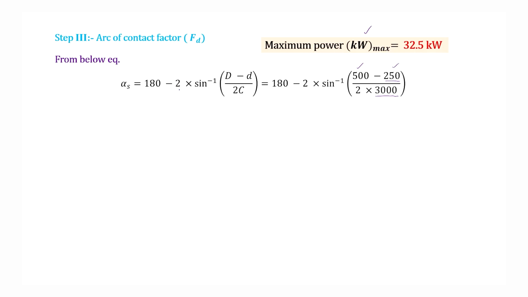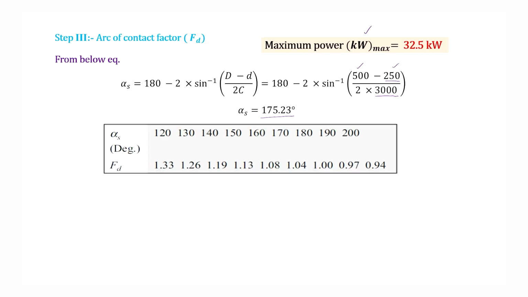So, by substituting all these values we get alpha s, or the angle of wrap of the smaller pulley, as 175.23. It is more than 150. It is more than 150, and so it is correct, because alpha s should not be less than 150 degree for the case of flat belt. Now, based on this alpha, we have to find this correction factor, arc correction factor FD.